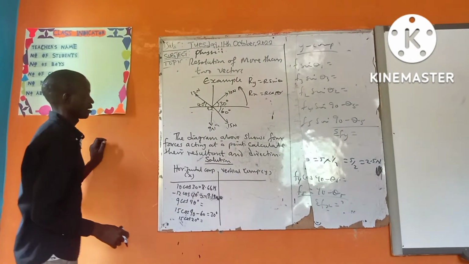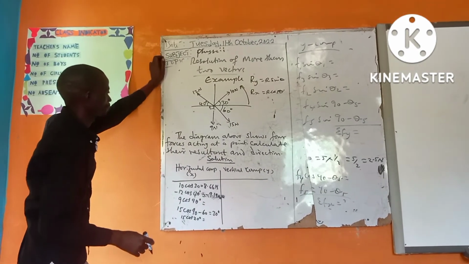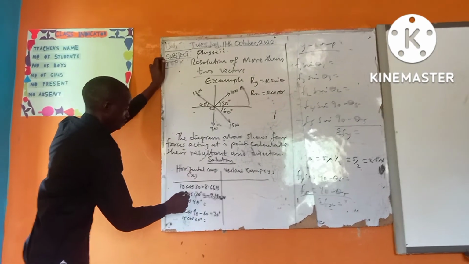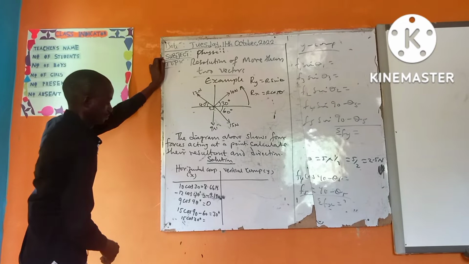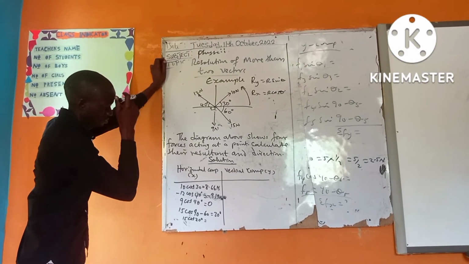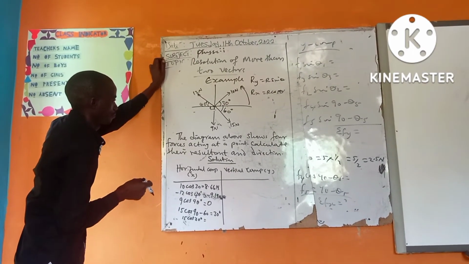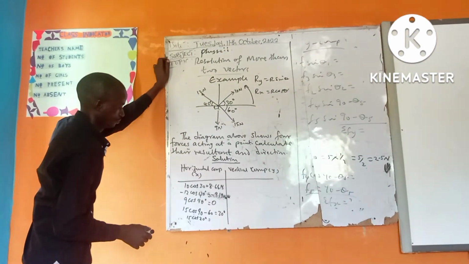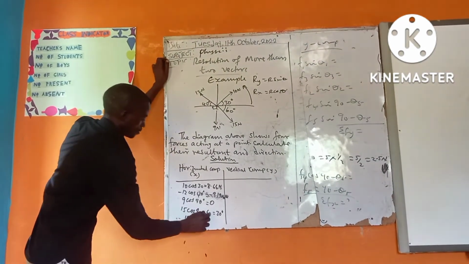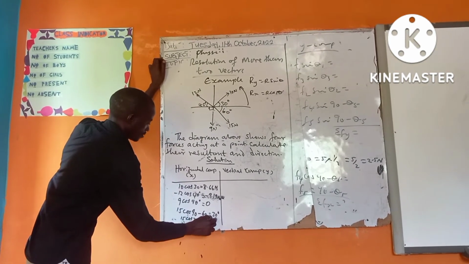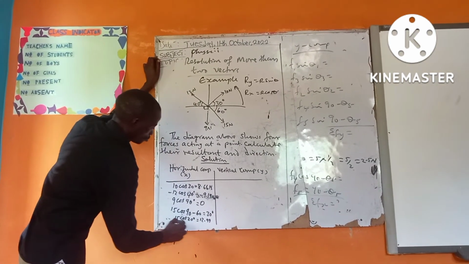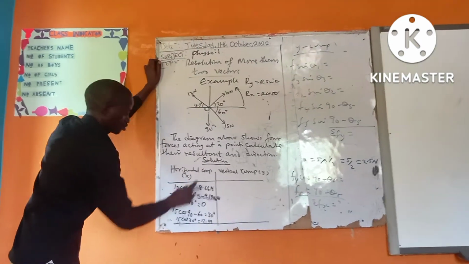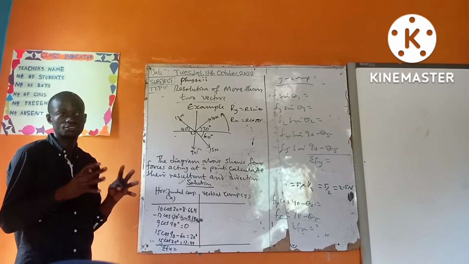Very good. Now cos 90 is 0. So everything here is 0. Now cos 30 is 0.8660 times 15. It gives us 12.99 Newton. So now what we are going to do finally is to sum up negative forces and positive forces.